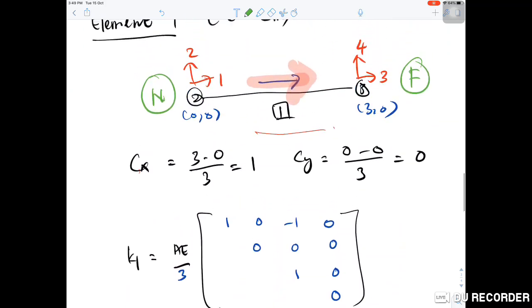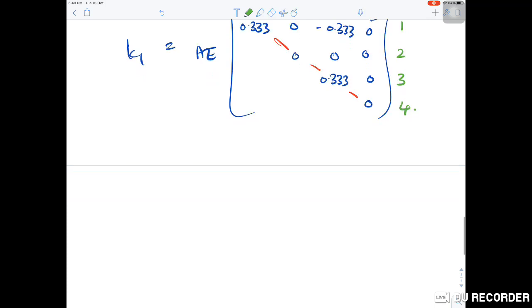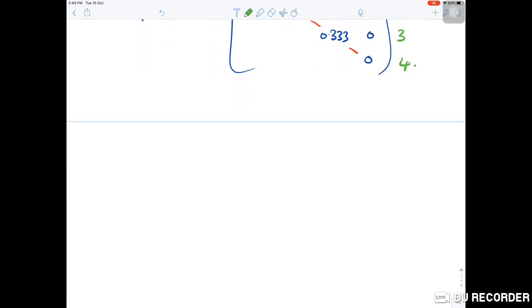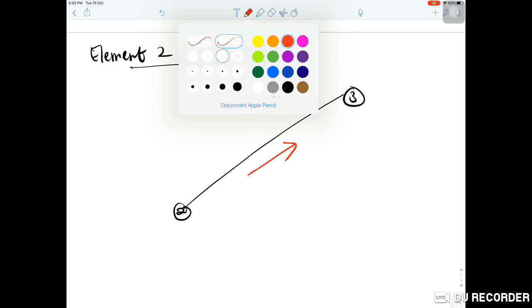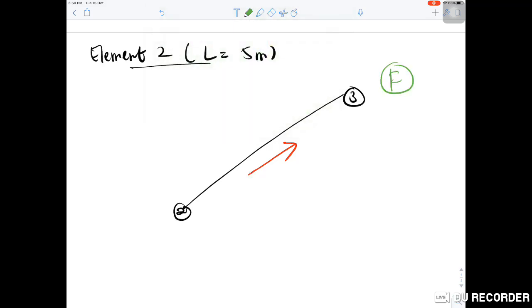Okay, we will do the same for element number 2. For element number 2, the length is 345 meter. I draw the element. This is element number 2, with node number 2 and 3. The arrow is like this, so this will become the far end because the arrow is going to the far end, and this is the near end.